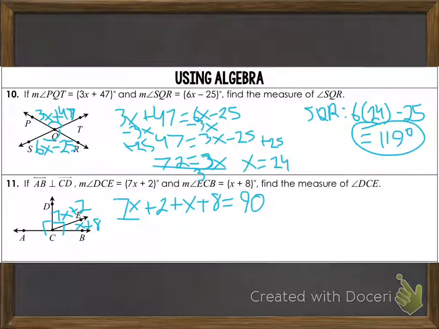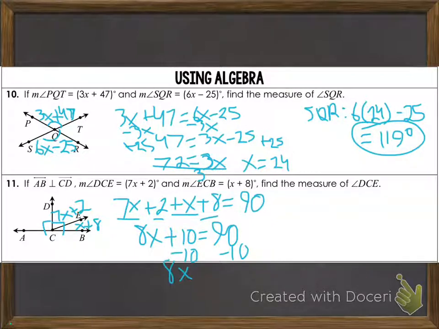Now combine like terms. 7x plus x is going to be 8x. 2 plus 8 is going to be 10. And then that's going to be equal to 90 degrees. And now we solve for x. Subtract 10 from both sides, and you're left with 8x is equal to 80. Divide both sides by 8, and x is going to be equal to 10.